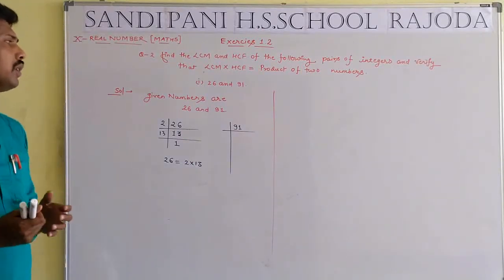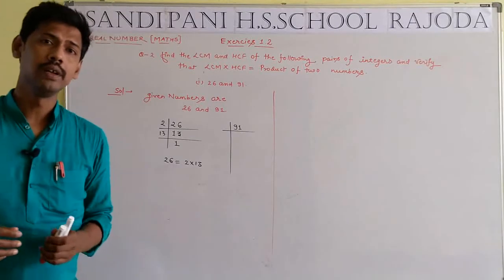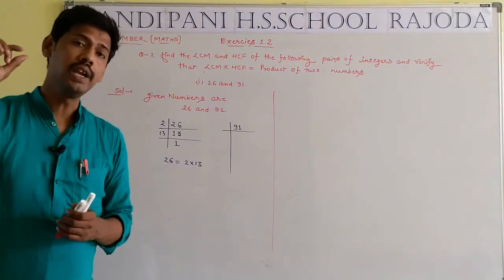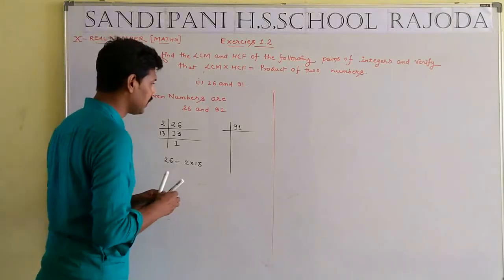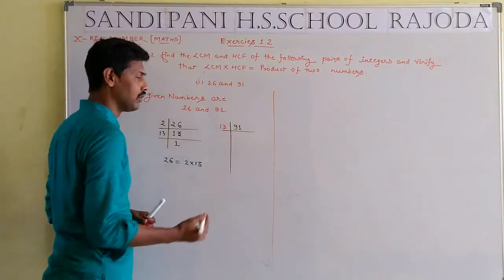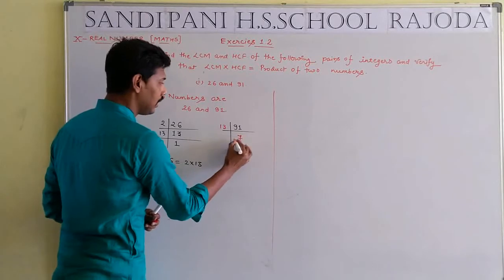Students, what is the mean of the 91? 91 is a number which ends with 1, that means it cannot be divided by 2. So we use 13. What is the mean of the 13? 13 1s are 13, 13 7s are 91.